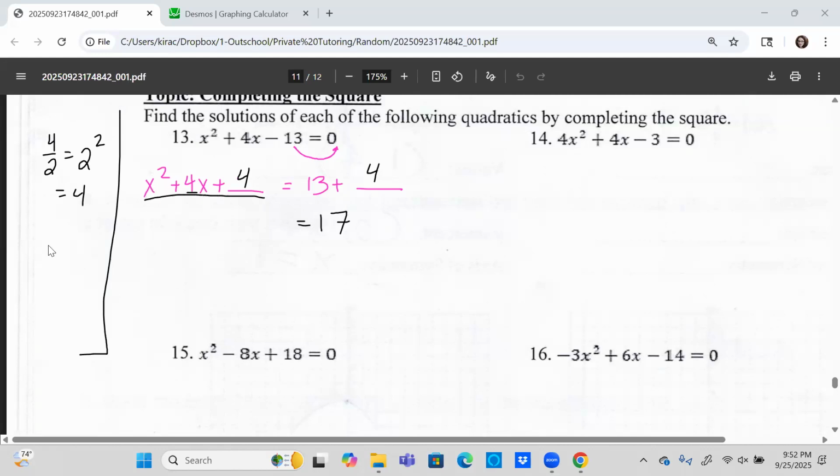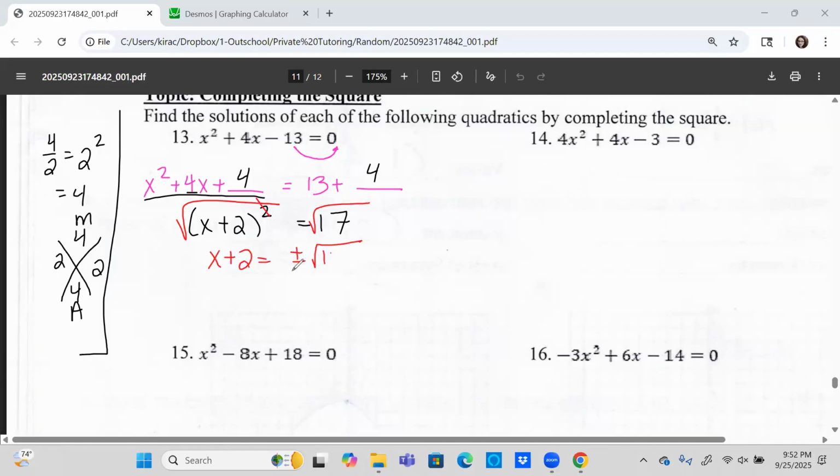This should factor nicely. What multiplies to 4 adds to 4, 2 times 2. So that's x plus 2 twice. That's why it's called complete the square. We're making a perfect square there. Take the square root because I don't want a square. Make sure on the other side you do a plus or minus because that's the rule. And move this in front. So that would subtract and be -2 plus or minus root 17.